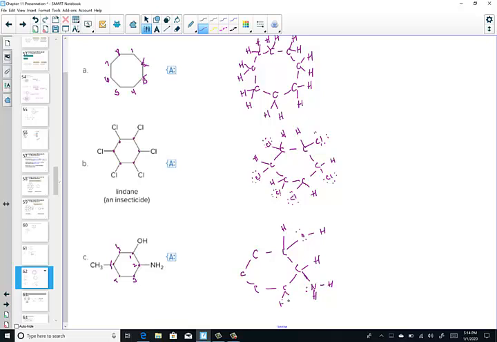Carbon 3 has 2 hydrogens. Carbon 4 has 2 hydrogens. Carbon 5 leads out to a methyl, which has 3 hydrogens attached to the carbon. And this carbon needs a 4th bond as well, so there's its hydrogen. And then carbon 5 would have its 2 hydrogen bonds. So you can see these line structures are indeed a great big time saver.